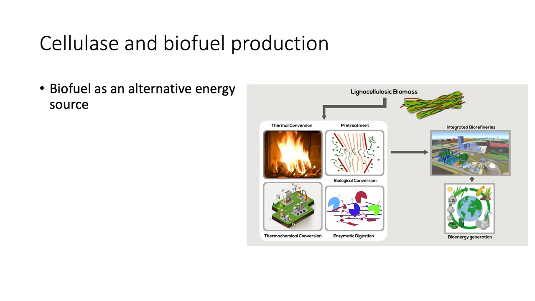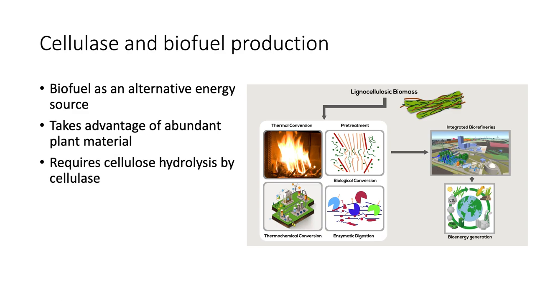Biofuel production has become an important area of research since it provides an alternative for renewable and green energy sources while reducing carbon footprint. This takes advantage of the abundant plant material available in nature. Biofuel production requires cellulose hydrolysis by cellulase. Cellulase is a class of enzyme that degrades cellulose into simple sugars, which can then serve as feedstock for microorganisms and be turned into biofuel.